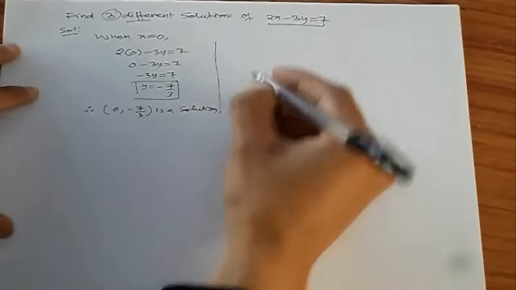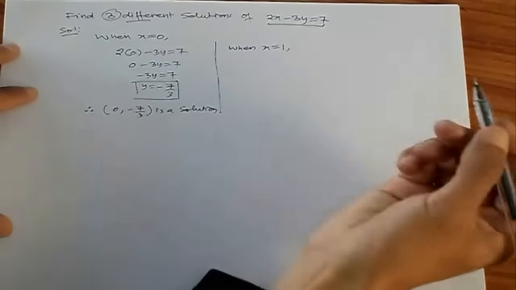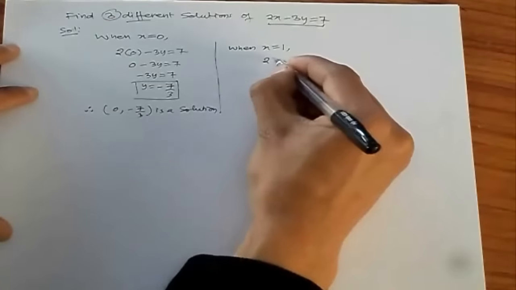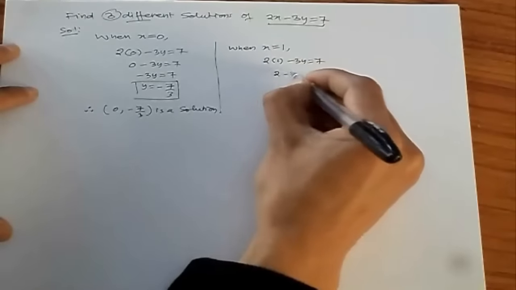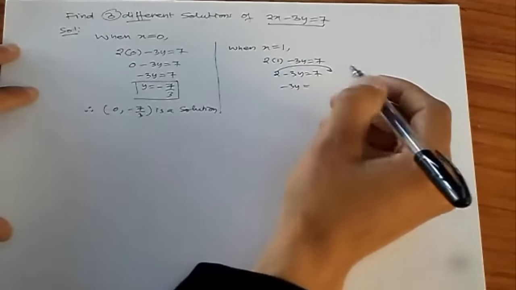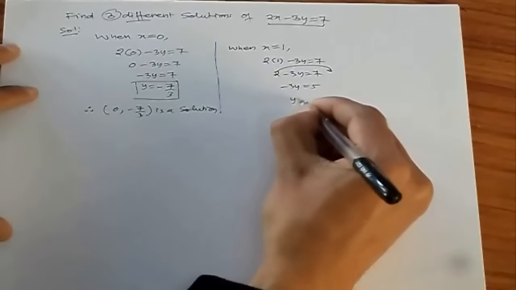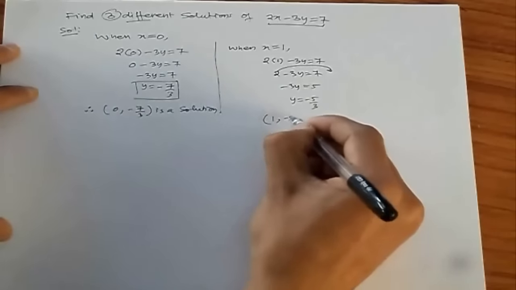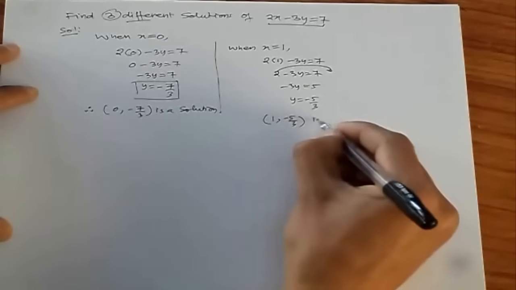We can find another solution when x equals, say, 1. When we take x equals 1, what happens to the y value? 2 into 1 minus 3y equals 7, so 2 minus 3y equals 7. Negative 3y equals 7 minus 2; when you take 2 to the other side, it becomes negative 2. So 7 minus 2 equals 5, and you get y equals negative 5 by 3. So when you take x equals 1, you get y equals negative 5 by 3. Therefore this pair, 1 comma negative 5 by 3, is also a solution.